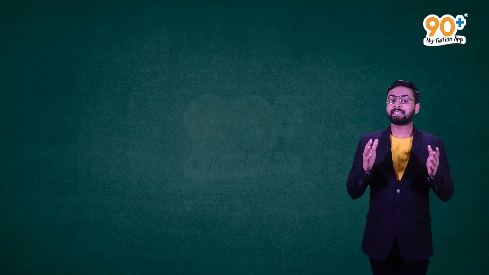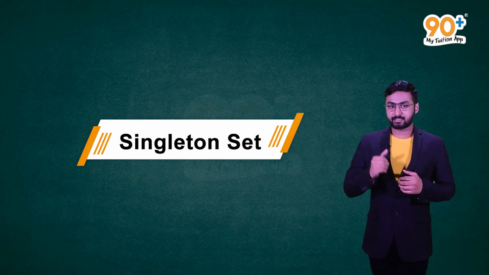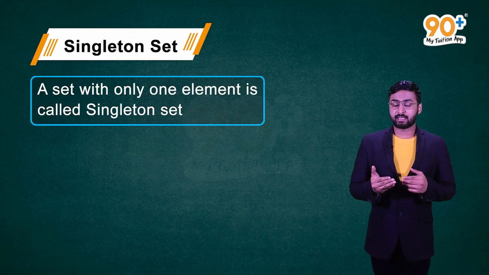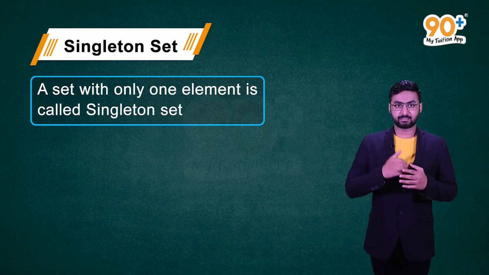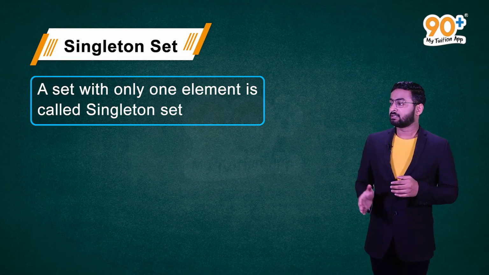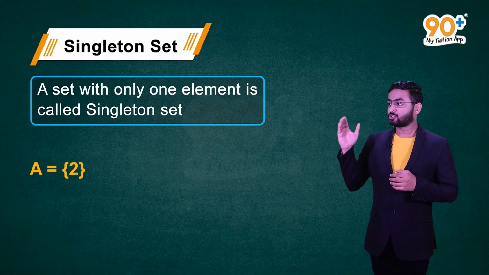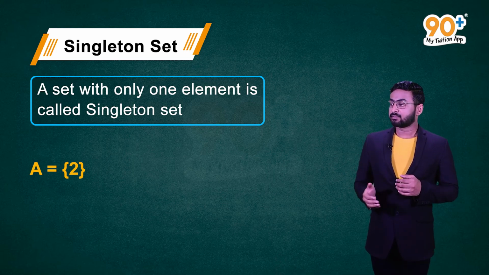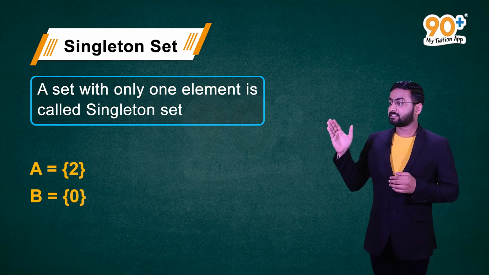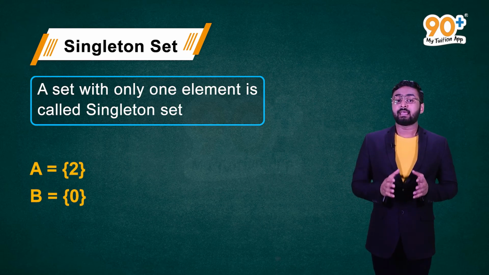Let's move on to the next topic, Singleton set. As the name indicates, a set with only one element is called Singleton set. For example, A equal to set 2 is a Singleton set. B equal to set 0 is a Singleton set, as 0 is also an element.